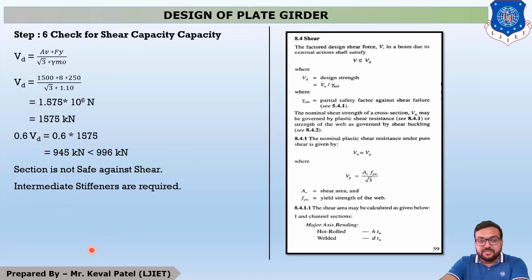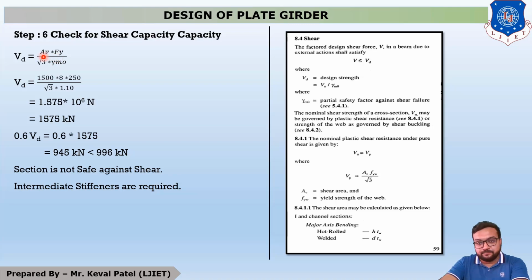Now the same calculation is for shear. What is the equation for shear? The equation of shear is given on page number 59, and it is Vd is equal to Av Fy by root 3 into gamma m0, in which root 3 is constant, gamma m0 is 1.10, Fy is 250.